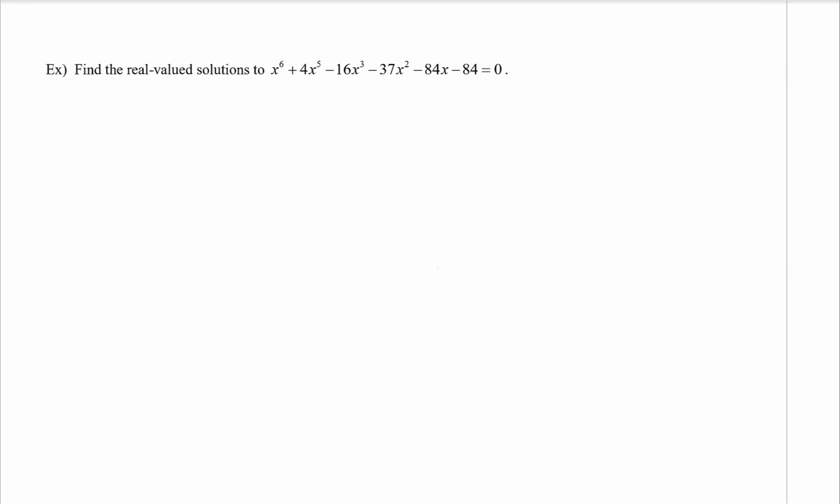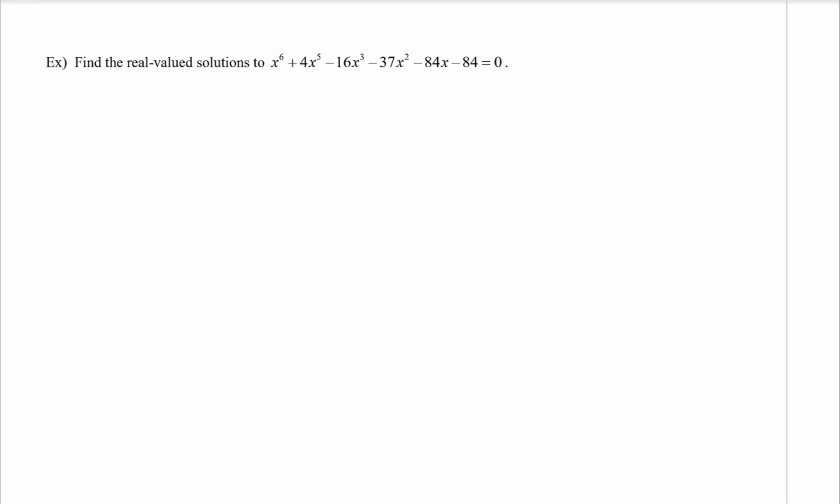All right, let's go look at another one. So this time, it's presented in a slightly different way. We have a polynomial right here. It's a 6th degree polynomial, but it's just already set equal to 0. So instead of this equaling y, it's already got a 0 plugged in for y. So it just becomes a polynomial equation that we want to solve and find its solutions.